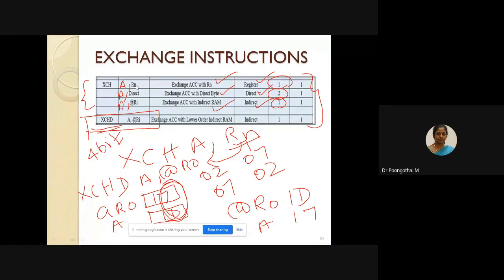So you have to load one of your inputs into Rn and the other one in the accumulator. Okay. And XCH A, B is not available. You can use XCH A, Rn.